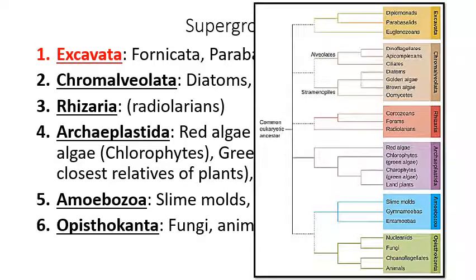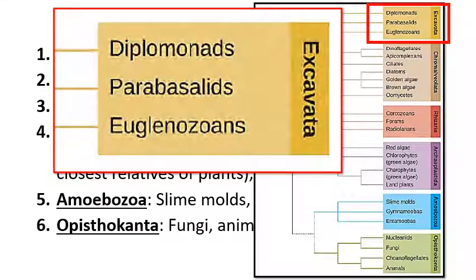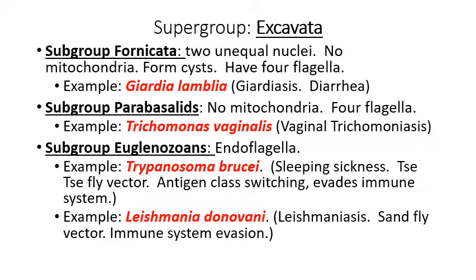Okay, so starting with the excavata. The excavata is a supergroup that basically divided up into the diplomonads, the parabasalids, and the euglenozoans. So we're going to learn one example from each of these subgroups. Okay, so starting with the supergroup excavata, we have the fornicata, the parabasalids, and the euglenozoans. We're going to learn one or two examples of each.